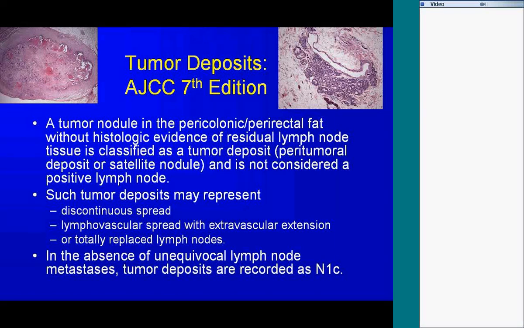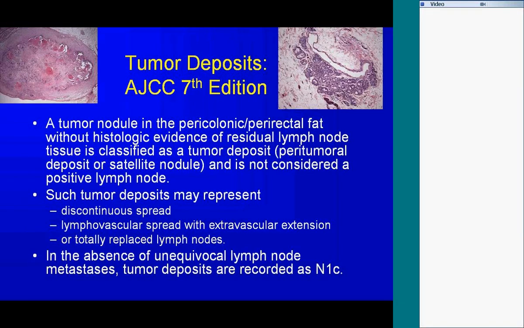Now, the 7th edition of the TNM is designed to collect the data on these tumor deposits. And if you see a tumor nodule in the pericolonic fat without histologic evidence of residual lymph node tissue, then it's classified as one of these deposits. And in the absence of unequivocal lymph node metastases, these are recorded as N1c in the N category. And that results in these lesions being categorized as stage 3 disease, which are typically treated with adjuvant therapy.